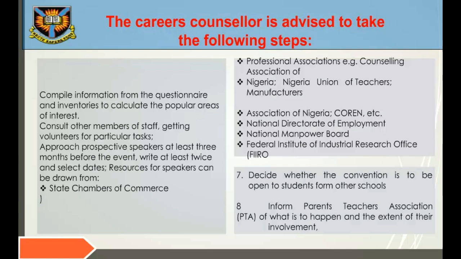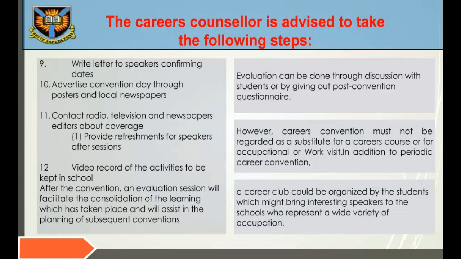8. Inform Parent-Teachers Association of what is to happen and the extent of their involvement. 9. Write letter to speakers confirming dates. 10. Advertise convention day through posters and local newspapers. 11. Contact radio, television, and newspaper editors about coverage. Provide refreshment for speakers after sessions. 12. Video record all the activities to be kept in school.